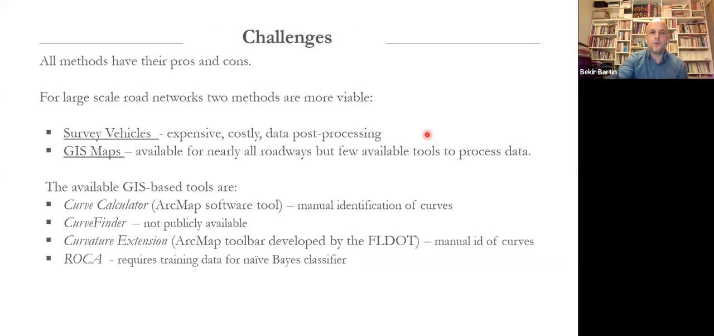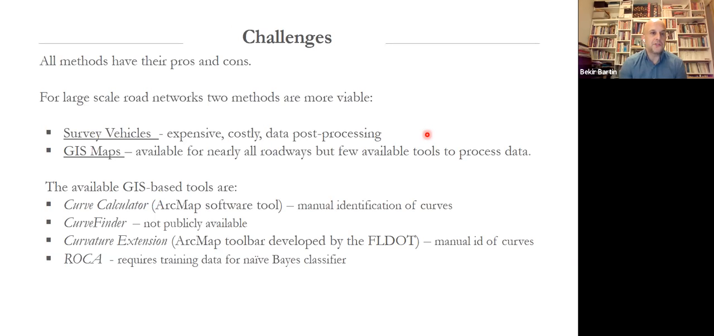Now, what are the challenges? As I said, they all have their pros and cons. For large-scale road networks, there are two methods that are more viable. One is survey vehicles, but as I said before, it's expensive, it is costly, and it requires a lot of data post-processing. And the second one is the one that we use in this presentation, the GIS maps.